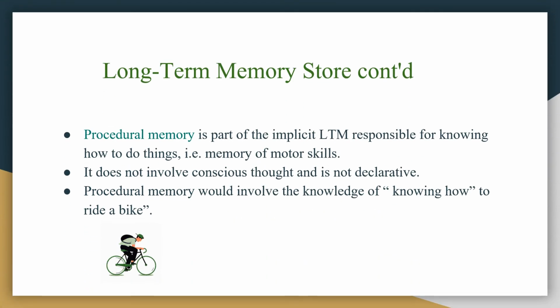Procedural memory is a part of the implicit long-term memory responsible for knowing how to do things. That is, memory of motor skills. It does not involve conscious thought and it is not declarative. Procedural memory would involve the knowledge of knowing how to ride a bike, for example.